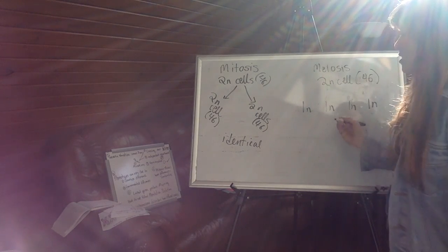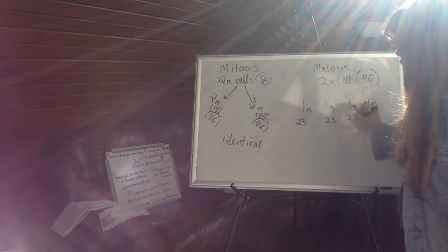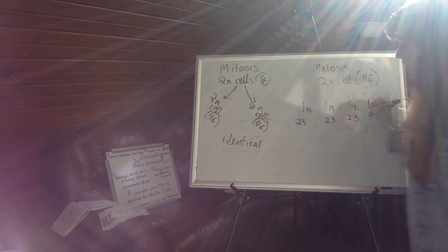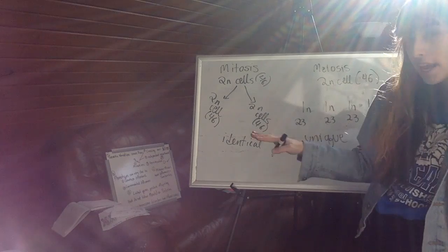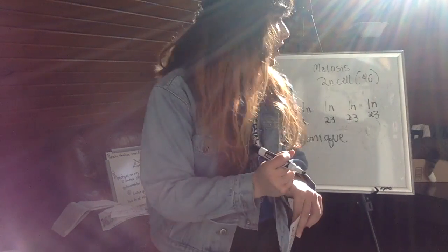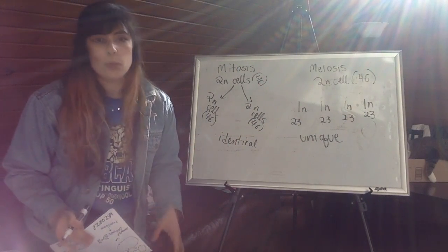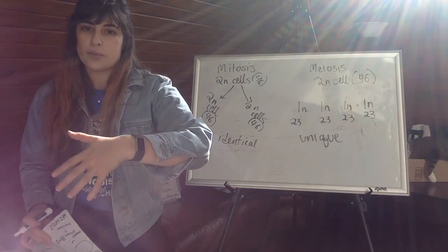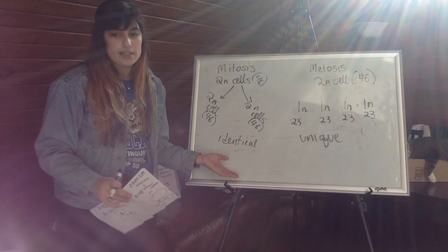So not only do these cells have just 23 chromosomes each, they are unique and genetically distinct from each other because of the things that we talked about before. Not mutation, but because of crossing over, which only happens during meiosis, and because of independent assortment, which only happens during meiosis. In mitosis, you have 2 completely identical copies.